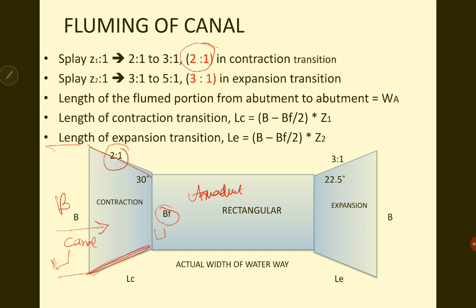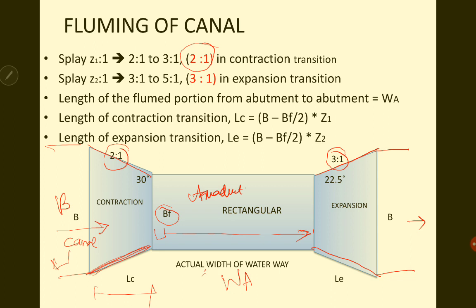Once the aqueduct section is finished, the length we have fixed in step number 2, once the water travels to this point, from here the aqueduct ends, and then the water is to go back to the canal section itself. So here there is an expansion section where the splay is provided as 3 is to 1, or otherwise 22.5 degree, which is an expansion section. And then the length of the flumed portion from abutment to abutment is WA that we fixed in the earlier steps, and here it is LC.